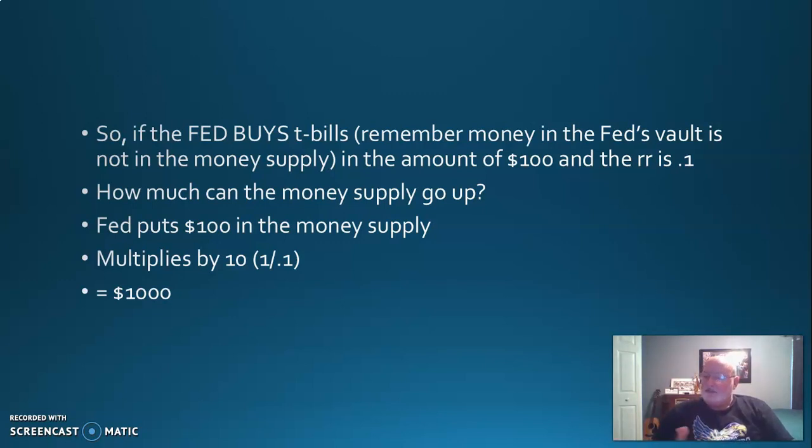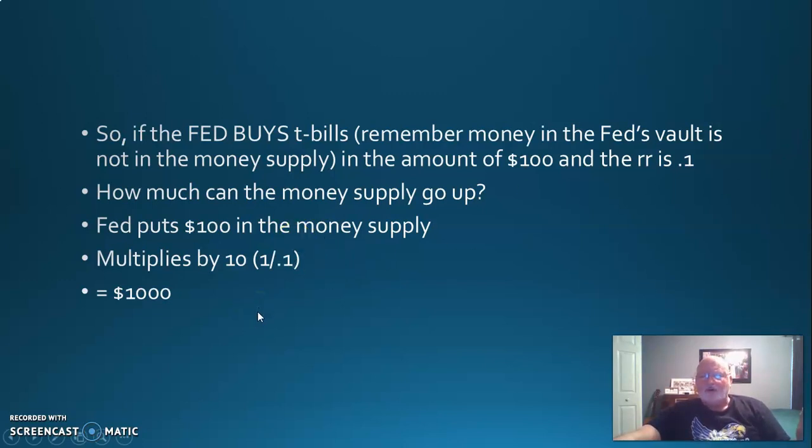But how much did the money supply go up? Because the $100 was already in the money supply. It's 1,000 minus 100, which is $900. All right, so again, if you're having trouble understanding this, you want to go back and listen to this again. I know I'm going fast.